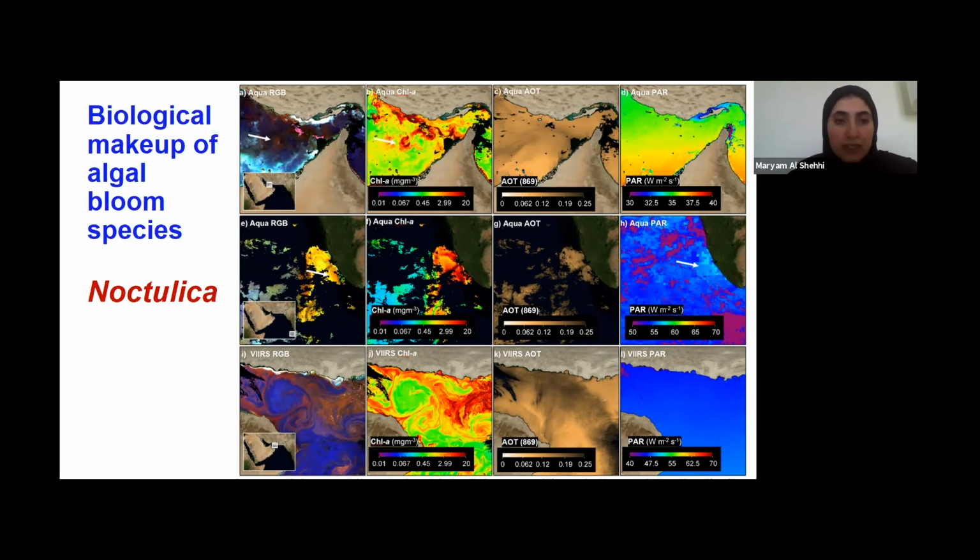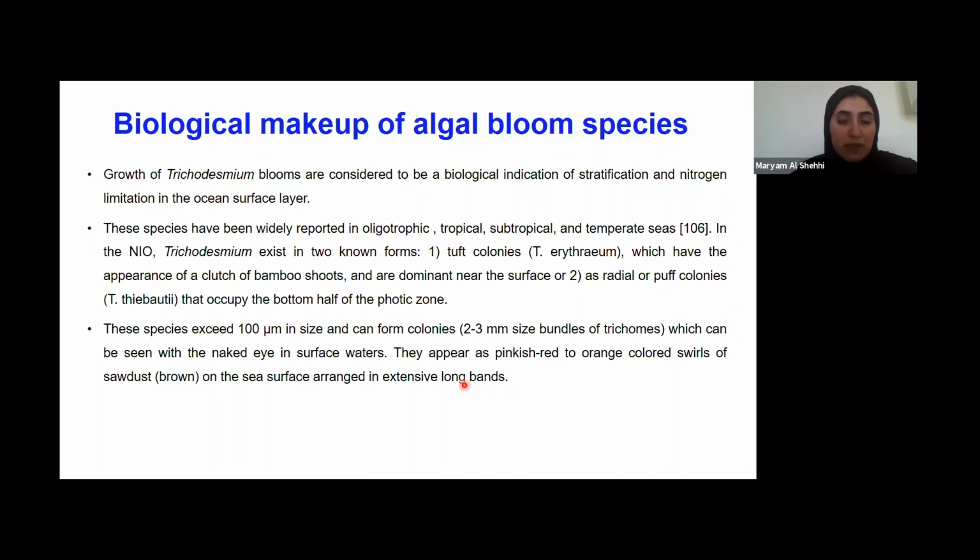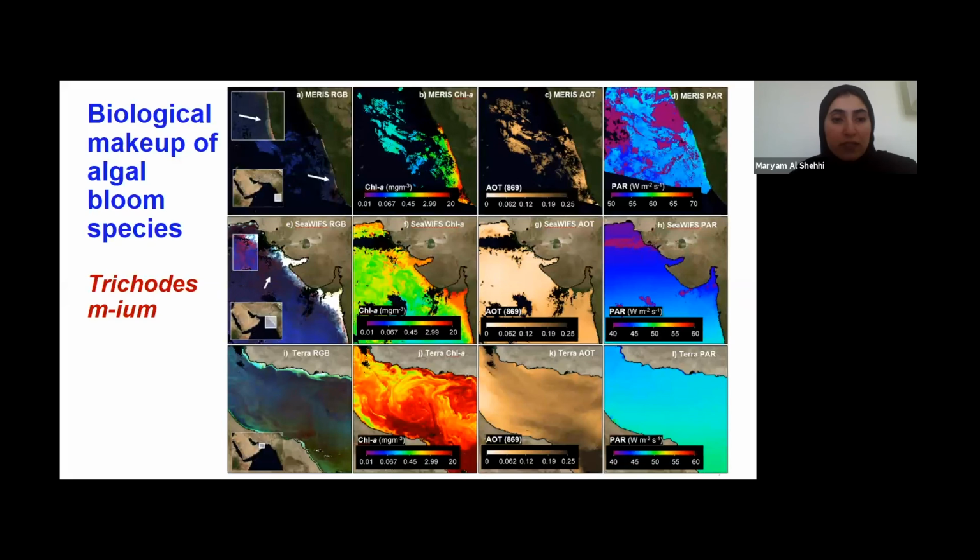So in addition to the noctiluca, the second species is the trichodesmium. The growth of trichodesmium is basically considered a biological indication of stratification and nitrogen limitation. These species can exist in two forms. The first form is the tuft colonies, and the second one is the radial or the puff colonies. They have a size exceeding 100 micrometers, and they can be seen with the naked eye if the abundance is too high. We have also looked at some trichodesmium case studies where blooms have occurred.